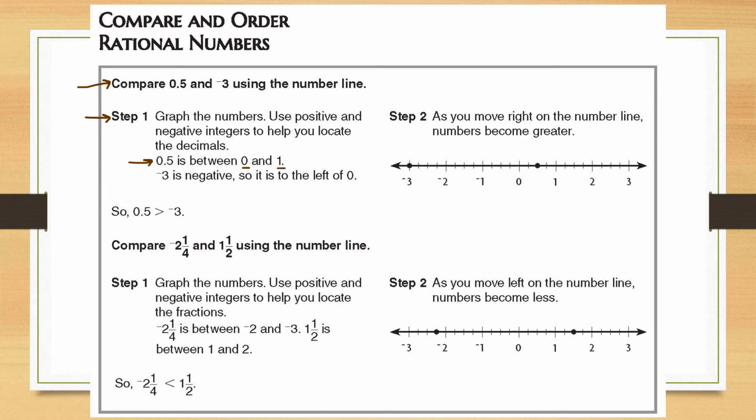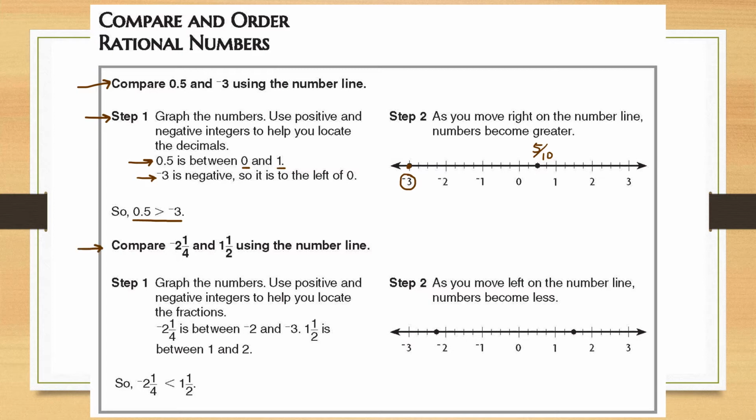Here is 5/10. -3 is negative, so it is to the left of 0. Here is -3. So 5/10 is greater than -3 because 5/10 is to the right of -3.